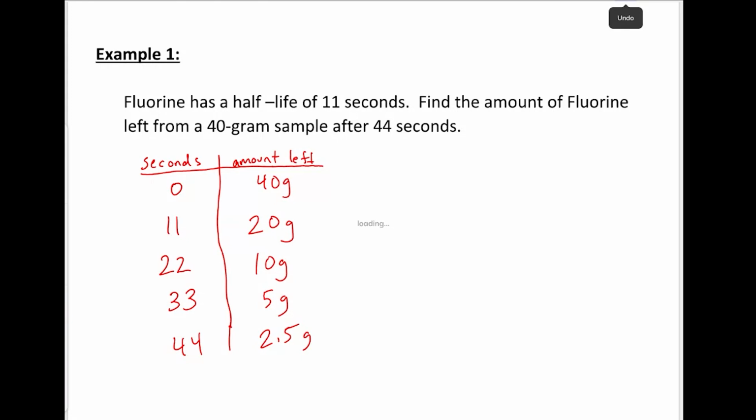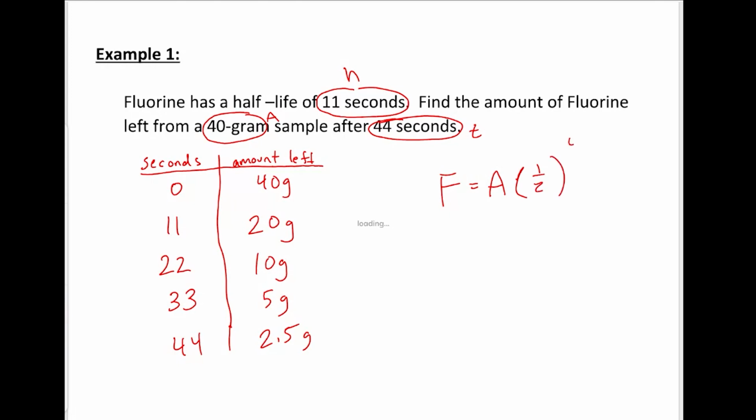So you're not just dividing by some clear, obvious number. So the way that we're going to compute this, more generally, is with that formula that I gave you. The 40 grams, that's your initial amount. That's going to be the A. The 11 seconds, that's the length of the half-life. So that's my H. 44 seconds is how much time has gone by. So that's T. So if the formula is F for the final amount equals the initial amount times 1/2 to the power of T over H. Again, that T over H is referring to how many half-lives have occurred. And we can see from the table there's going to be 4 of them, right?